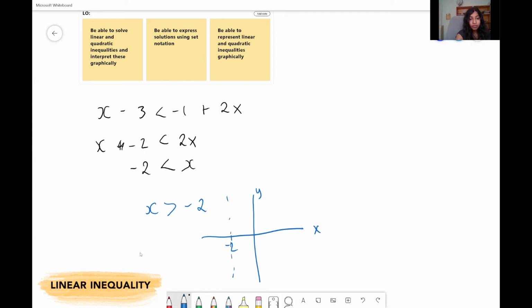Then you want to think of all the values of x that are more than minus 2, which is all the values on this side of the graph. So you just shade that in. It would be all the values here. And that's solving the inequality.